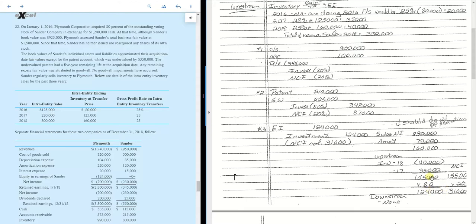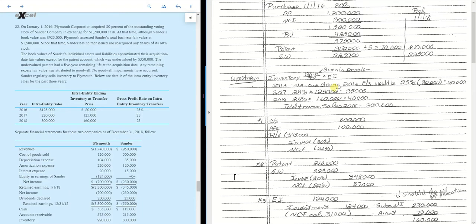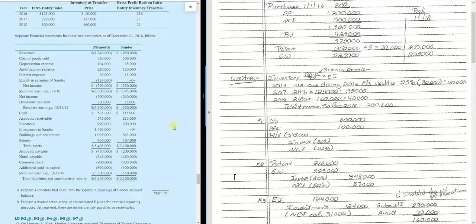So I'm down to 155,000. 155,000 times 80%, because I always take my ownership interest after upstream, to get 124,000. There's no downstream sales, so I'm done. At the same time I do non-controlling interest: take the 155,000 times 20% is 31,000. Okay? All right, so now I'm ready for my entries.